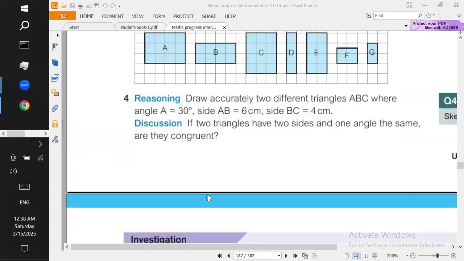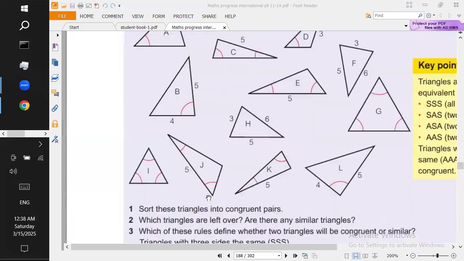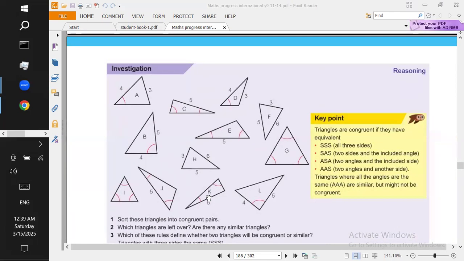Drawing accurately different triangles, construction here. Now, these are the reasons of congruency. When do we say that these triangles are congruent or not? Let's take a look. Triangle A here has a side of 3 and 4, and it has an angle. Now, the reasons of congruency, we have them. At least we need one side to say that two triangles are congruent to each other.